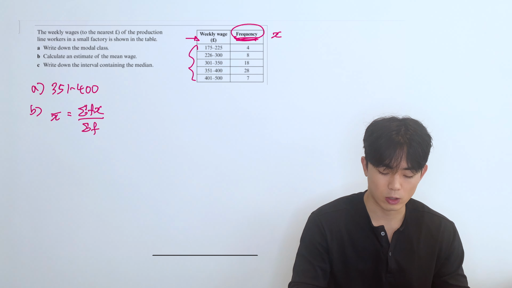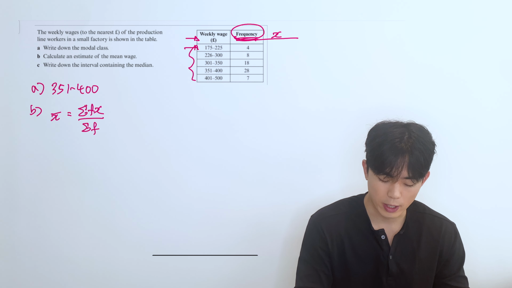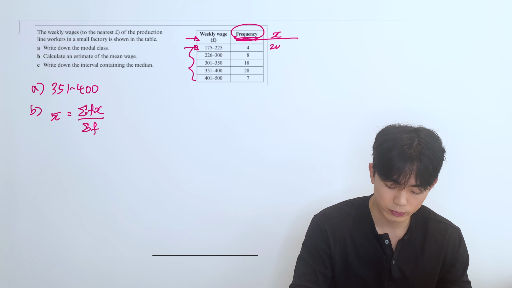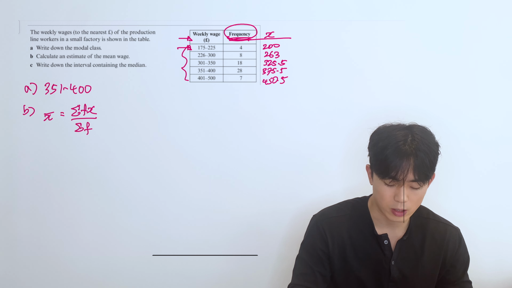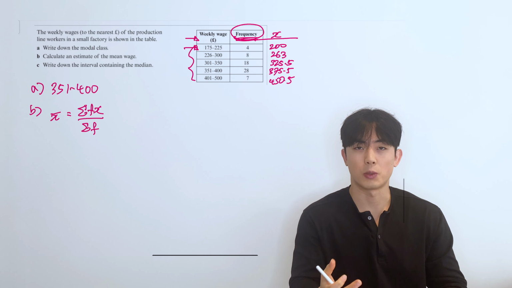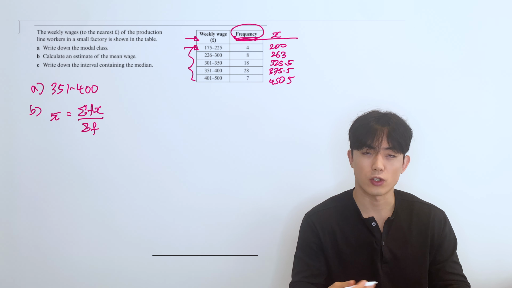So if I write another x column here, it's going to be the midpoint of each class. The first one here, the midpoint would be 200. Second one, the midpoint would be 263. 325.5, 375.5, and 450.5 like this. So you need to write another column with the x values, which are the midpoints of each class. And now I can just use the equation.